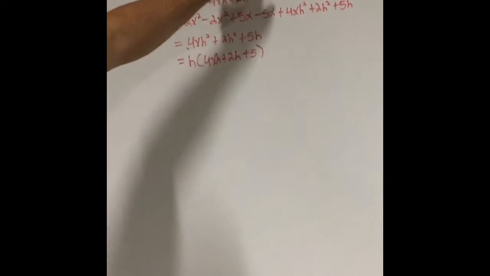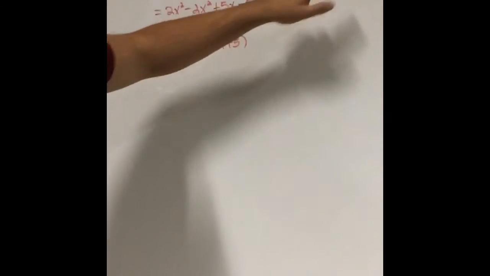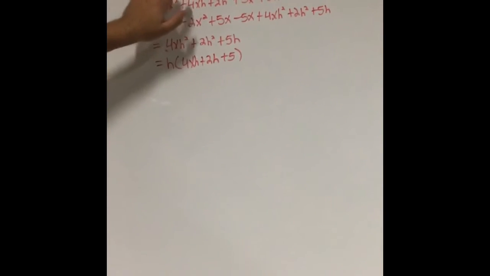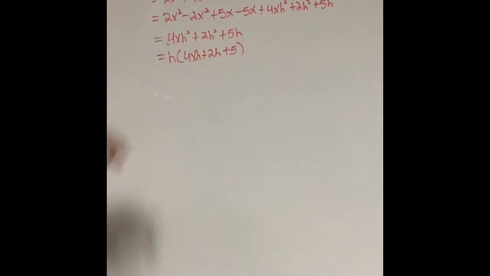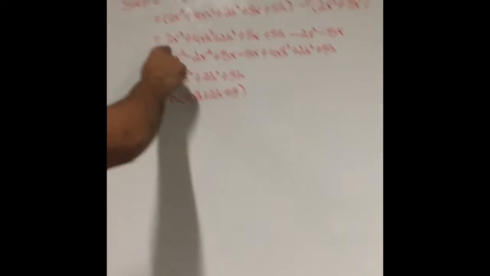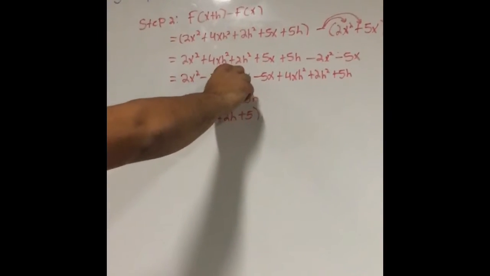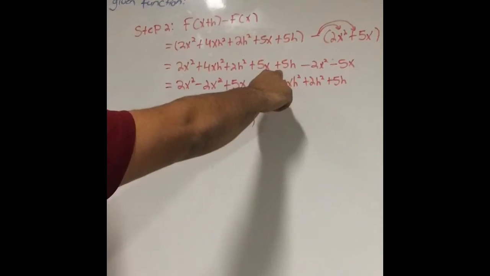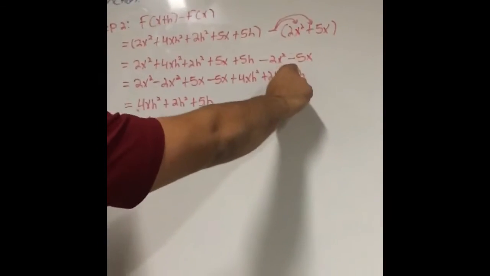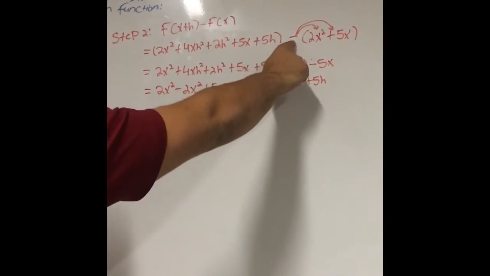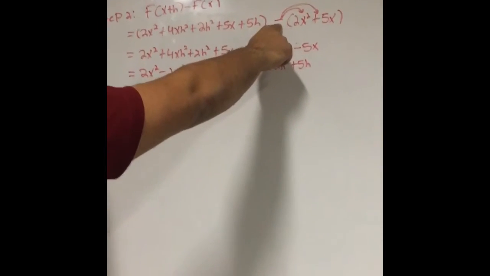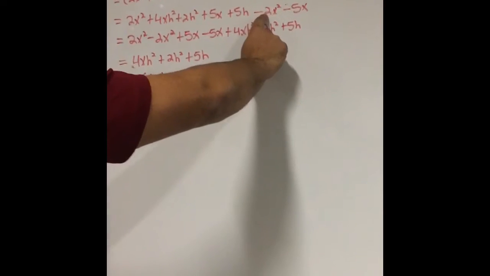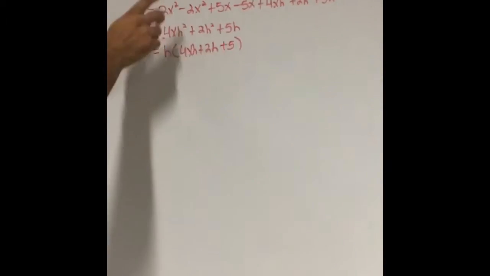Put it into the f of (x plus h) minus f of x equation, and what we do for part 2 is we just take out the brackets, and it would equal 2x squared plus 4xh plus 2h squared plus 5x plus 5h minus 2x squared minus 5x. How we got that was we just multiplied the negative symbol by everything inside the bracket, which gave us negative 2x squared and negative 5x.